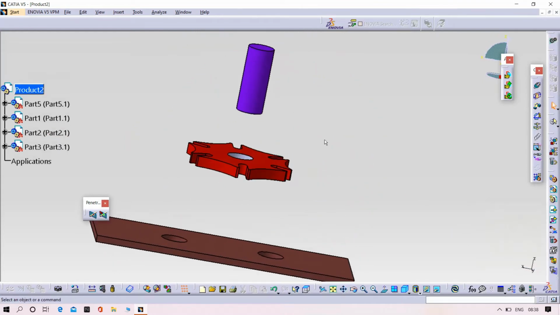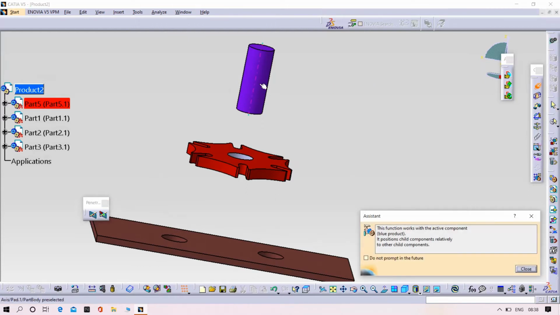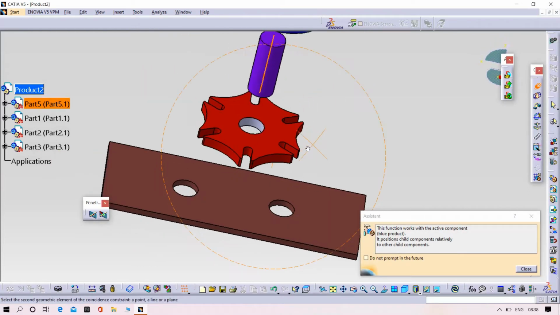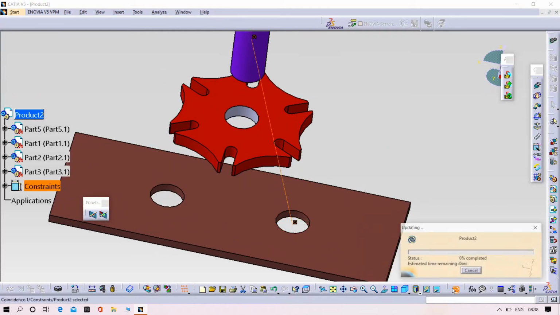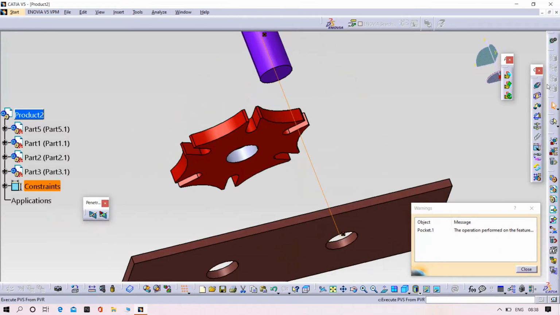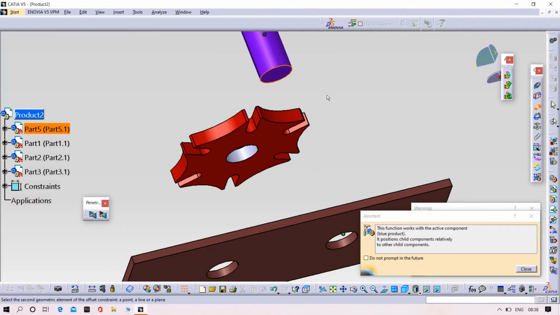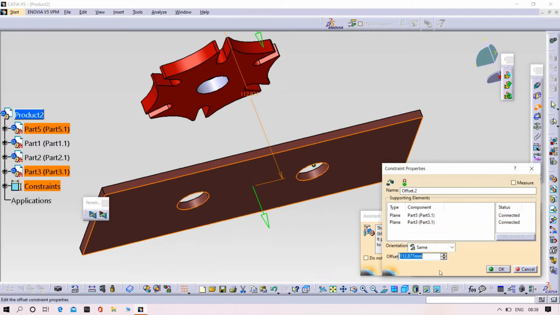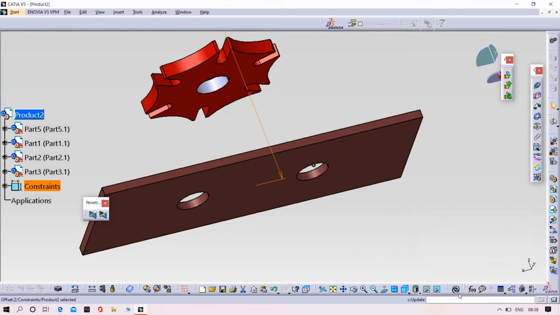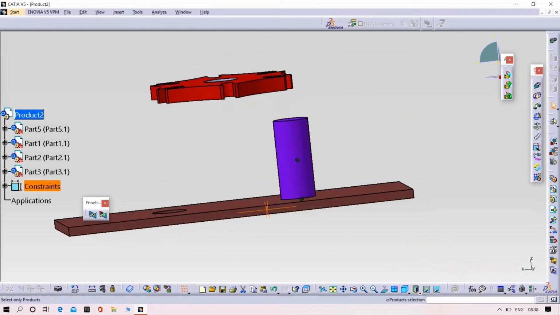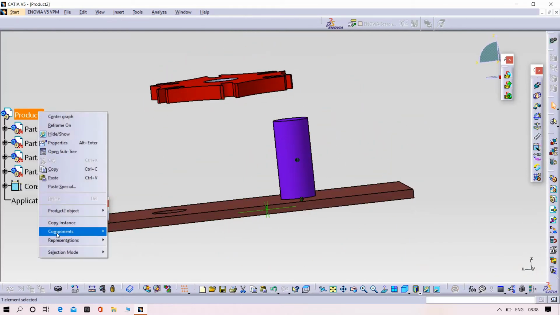Then try to assemble the shafts. And then for the center axis, apply, and then try to give the surface distances. These both surfaces are in contact, so it is 0. Apply. Again try to insert another shaft.